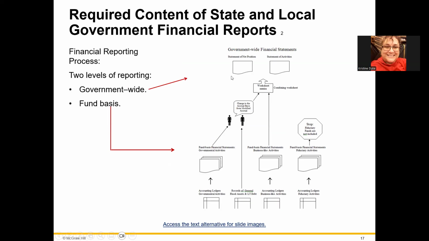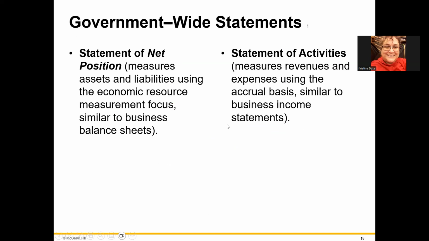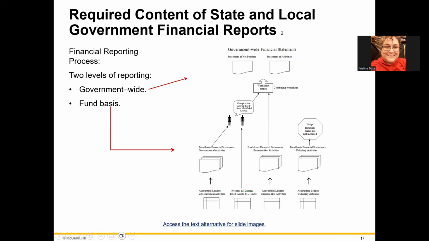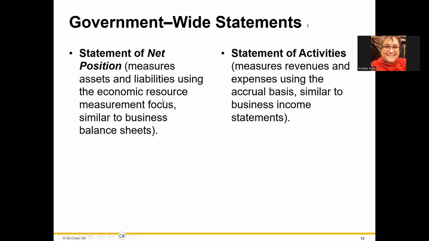Okay, so here, government-wide, statement of net position, statement of activities. And then we have some worksheet entries. Change in the accrual basis from modified to, from cash to, from accrual basis to modified. Okay, you can see this right here, 2 levels of reporting. Government-wide financial statements.